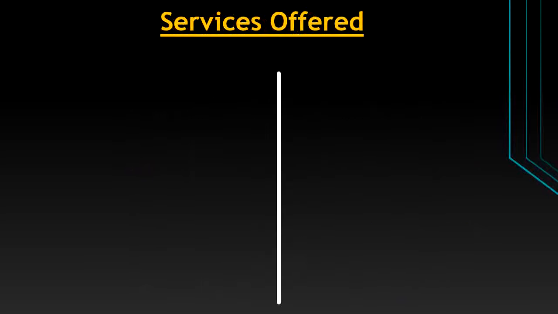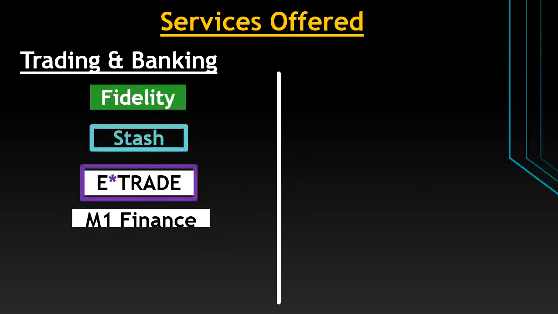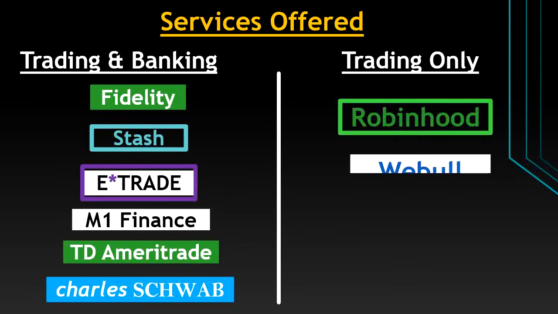As for services offered, some people might prefer to do their trading and their banking in one brokerage application, while others might prefer to do their trading separately. So, if trading and banking in one brokerage application is what you prefer, then Fidelity, Stash, eTrade, M1 Finance, TD Ameritrade, Schwab, those will be the ones to choose from. But if you want an application to do trading only, then Robinhood and Webull would be your choices. For at the time of the making of this video, Robinhood and Webull don't offer any banking services.